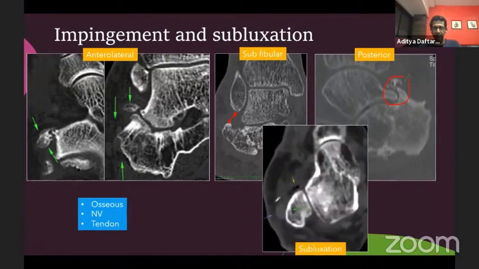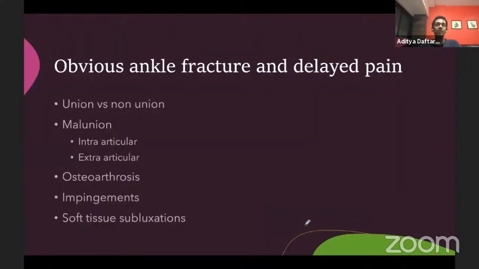Sometimes we can also look very carefully at the soft tissue structures, and here you can see a patient with a complex injury. And not only that, you can see that the fibular tendon has subluxed out of the retromalleolar groove and moved along the lateral aspect of the lateral malleolus. So you can assess the soft tissues as well with CT. So if you have an obvious ankle fracture, it's gone into healing, and you have delayed pain, then the question you're going to ask yourself is: is this union versus non-union? Whether it's malunited, and if so, is the malunion extra-articular or intra-articular?